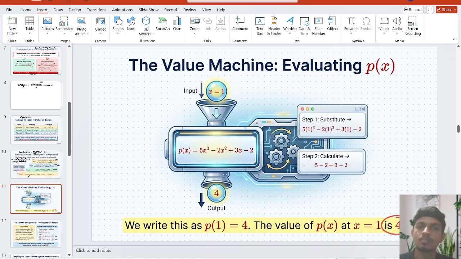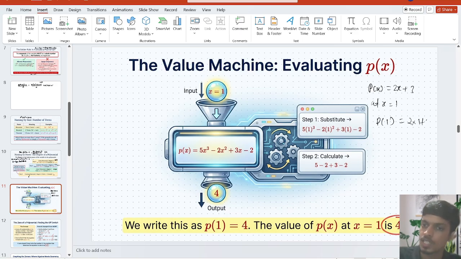the value machine, evaluating. We say that, suppose p(x) is equal to 2x plus 3, then what is the value of the polynomial at x equal to 1? This is p(1). Just put x equal to 1. Now 2 into 1 plus 3 is 2 plus 3, which is 5. If we take input as 1, we get output as 5.